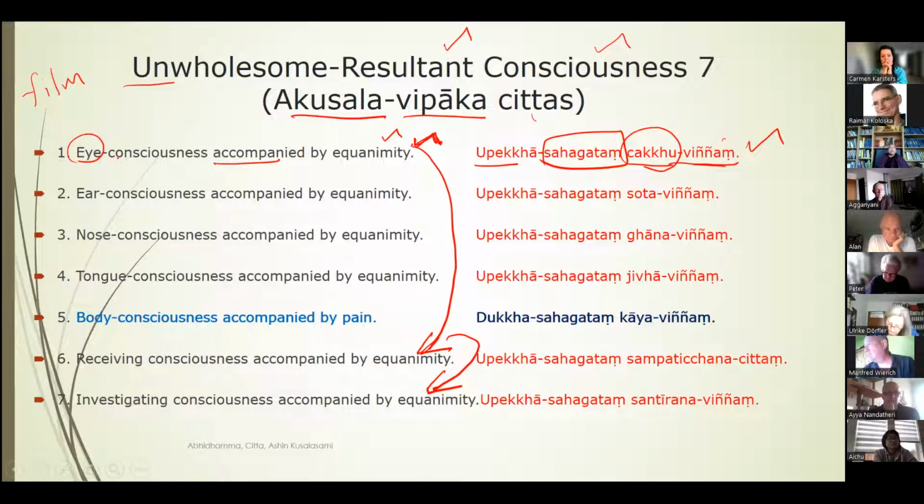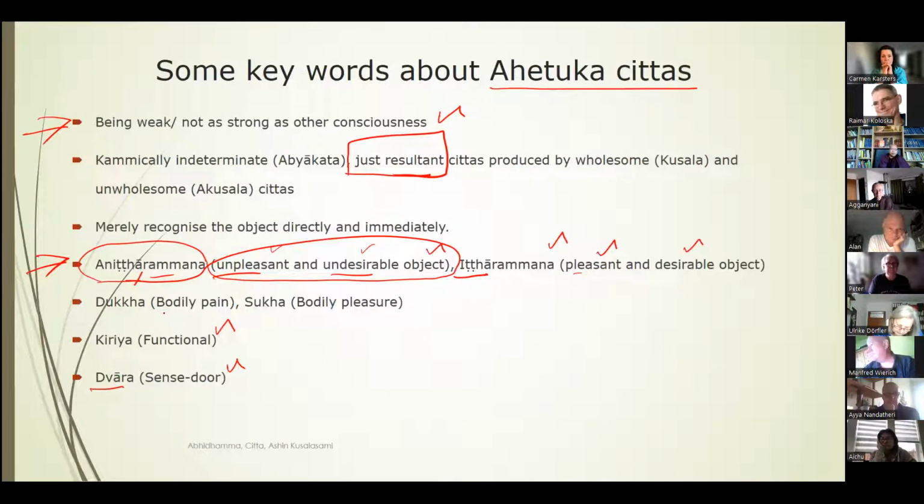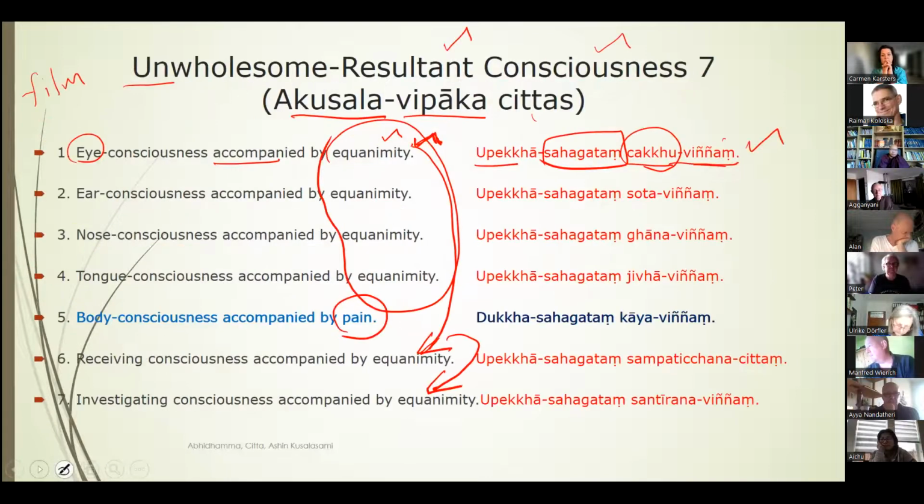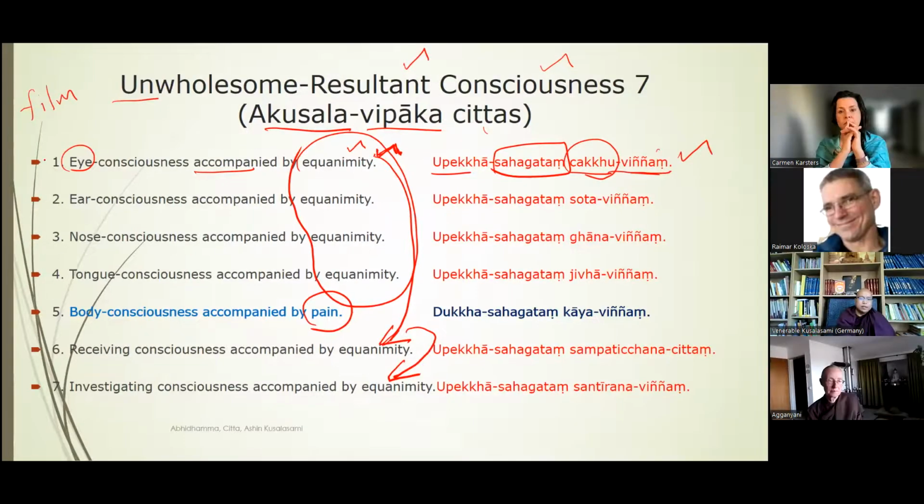So the first one is eye consciousness. The second is ear consciousness, and nose consciousness, tongue consciousness, and all these 4 are accompanied by equanimity, and body consciousness is accompanied by pain. Here, dukkha, bodily pain. Here also, if we compare these 4 and body consciousness, these 4 are not very strong. The body pain is very strong, stronger than these 4.